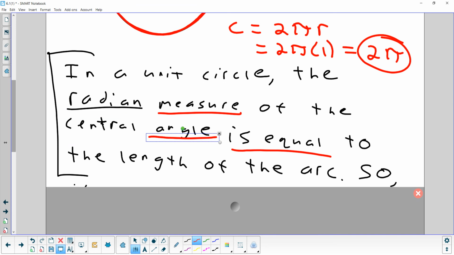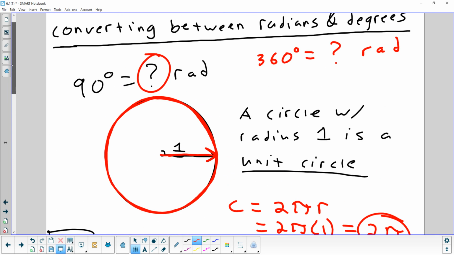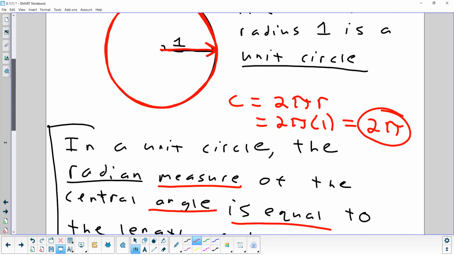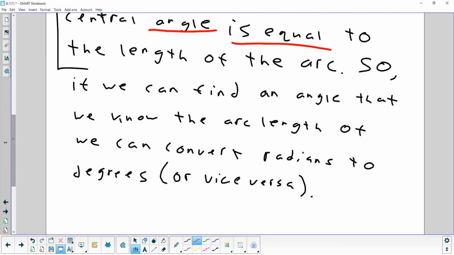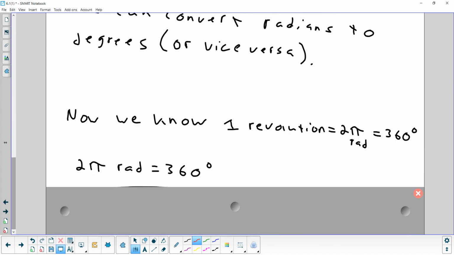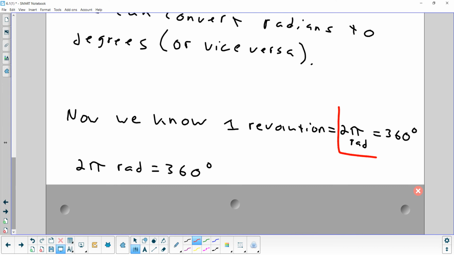So now, in radians, we know the measure of the angle to go all the way around a circle is the same as the circumference of the circle, which is 2 pi. So now we know 360 degrees equals 2 pi radians. So let's write that down. Well, actually, I wrote it up here. 360 degrees equals 2 pi radians, which is also equal to 1 revolution.